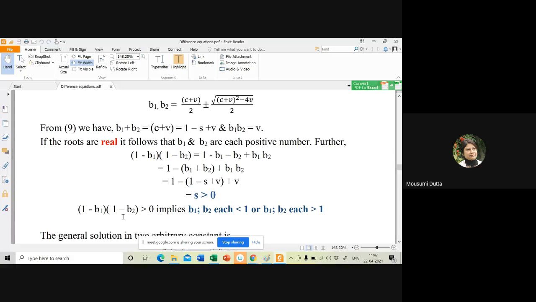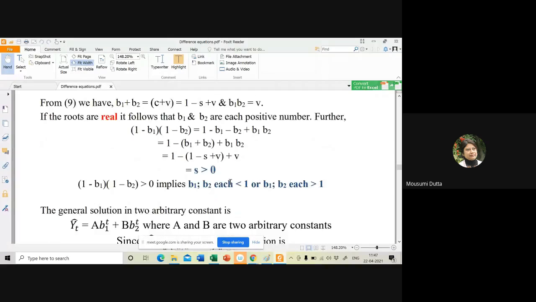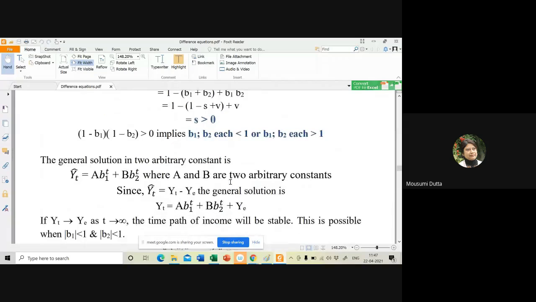So B1, B2 each less than 1, it is one possibility. B1, B2 each greater than 1, it is another possibility. So from the product 1 minus B1 into 1 minus B2, we are getting this value to be equal to S, which is positive. This implies either B1 and B2 both are less than 1 or both of them are greater than 1. Okay, so these are the points first we are taking care of.